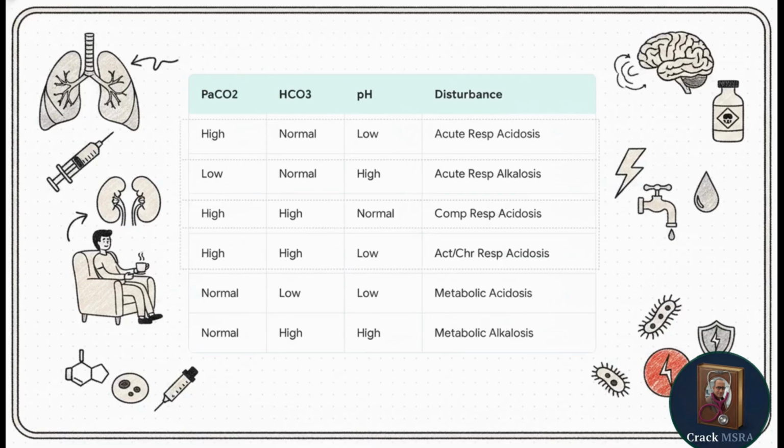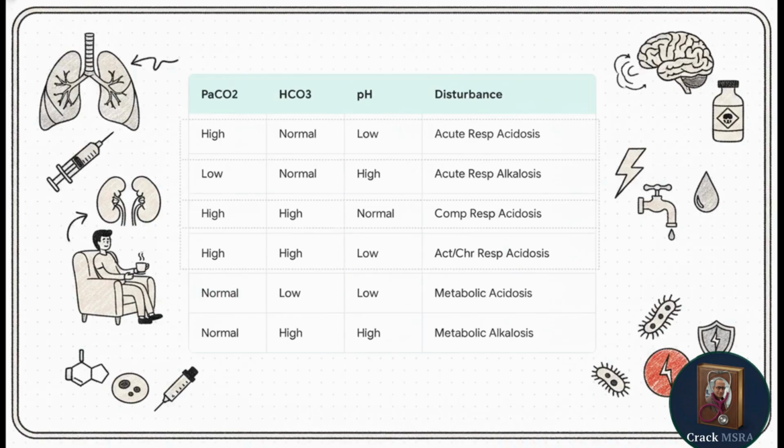High CO2 with a low pH and a normal bicarbonate? Well, that's acute respiratory acidosis, very often an opioid overdose. But what if the CO2 is high, the bicarb is high, and the pH is actually totally normal? That's your compensated respiratory acidosis. It's the classic stable COPD retainer. Their kidneys have essentially held on to bicarbonate to balance out that chronic acid.